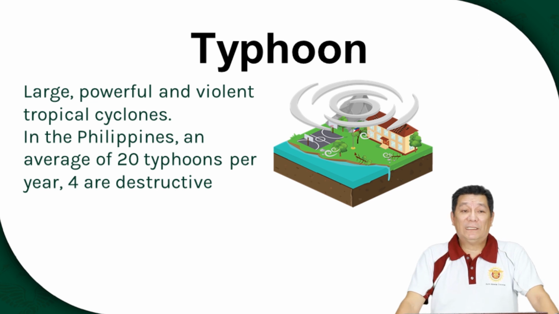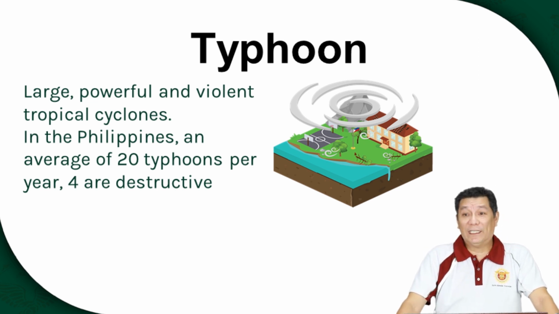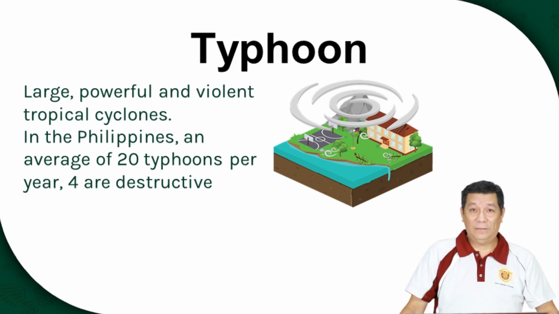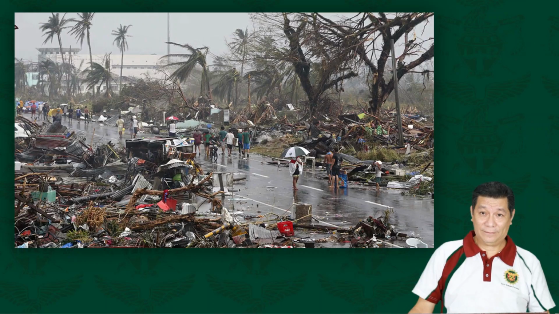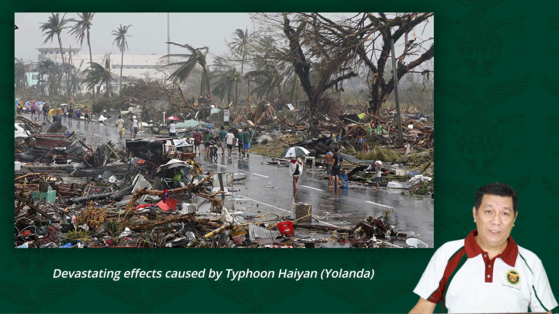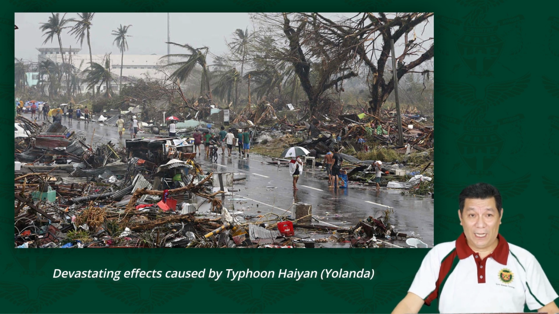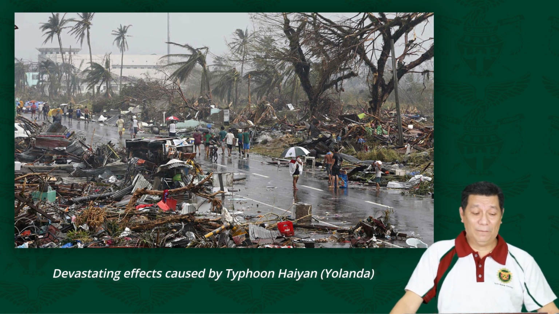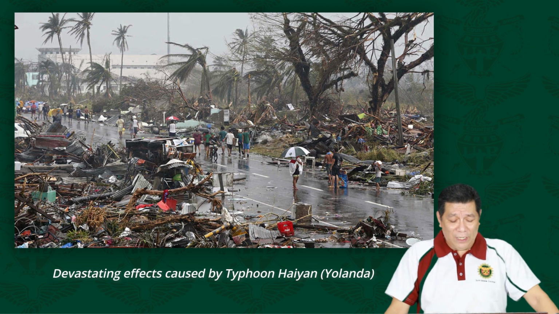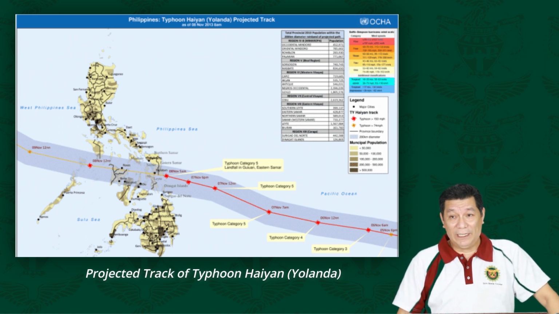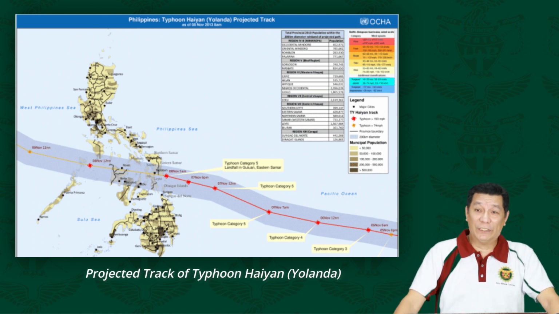Typhoon. The Philippines averages 20 typhoons a year, of which about 5 are strong ones. And the most famous typhoon happened in 2013, known as Typhoon Haiyan internationally, and locally, it's Typhoon Yolanda. Typhoon Yolanda spanned about 800 kilometers from southern Leyte up to northern Luzon.